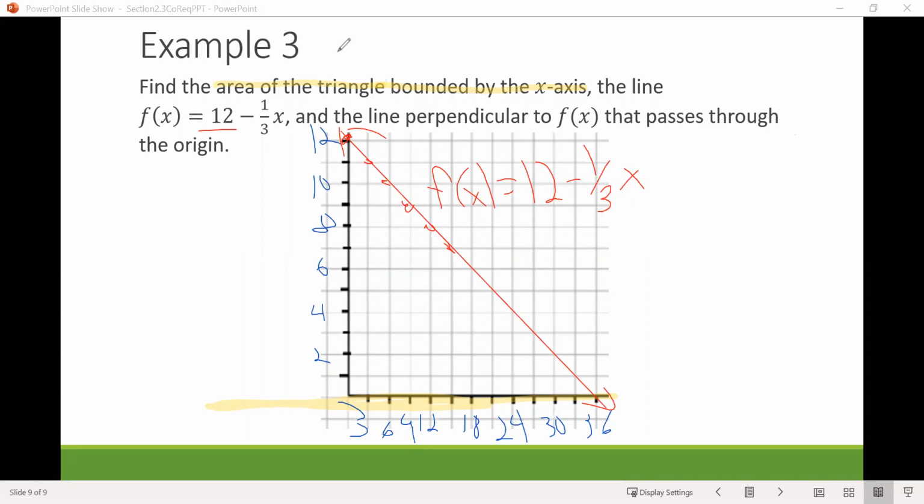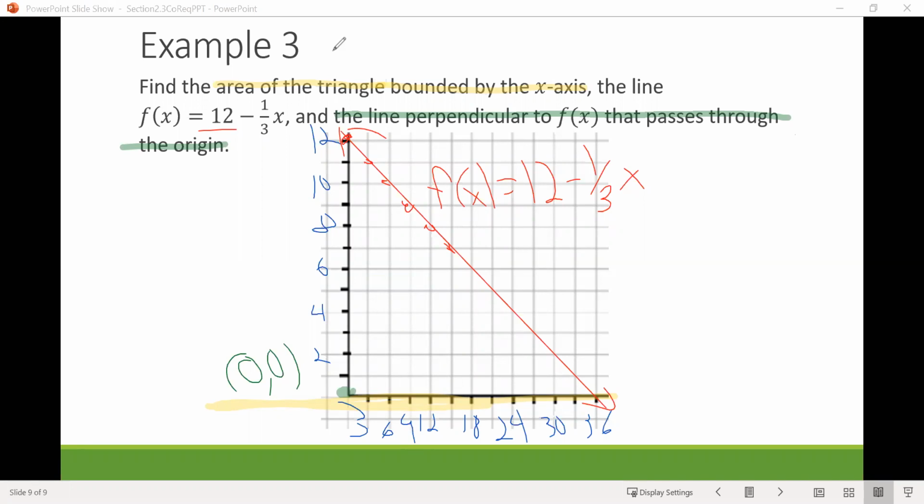And then here is the part we have to read very carefully. It says the other thing that we're bounded by is the line perpendicular to f of x that passes through the origin. So what is that saying? Well, it's saying we have to find a line that's perpendicular to f of x that also goes through the origin, which is this point down here. So that's going to be (0, 0).